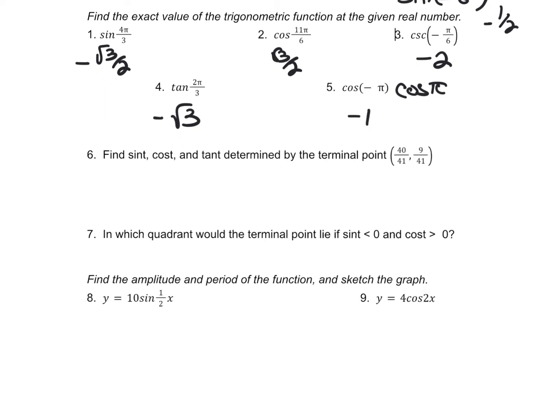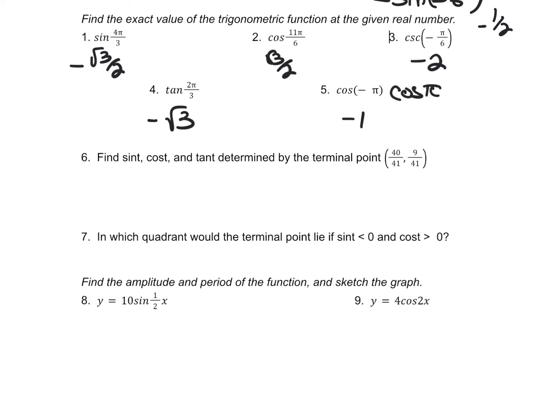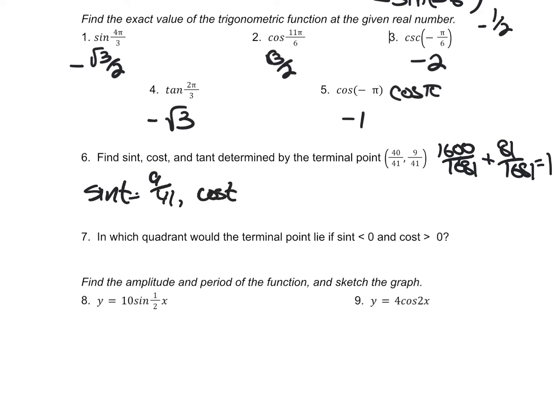Number 6, find the sine, cosine, and tangent determined by that point. First of all, make sure that point's on the unit circle. If you square 40 over 41, you get 1600 over 1681. If you square 9 over 41, you get 81 over 1681. If you add those up, you do get 1, which means the sine of t is just the y coordinate. The cosine of t is just the x coordinate. And tangent of t is just y over x. If you put y over x, you get 9 over 41 over 40 over 41. The 41s would cancel. You just get 9 over 40.